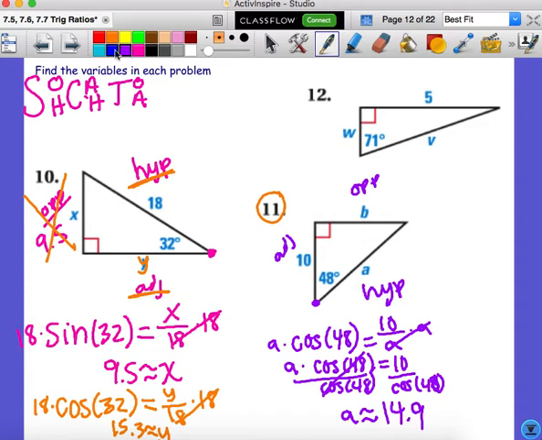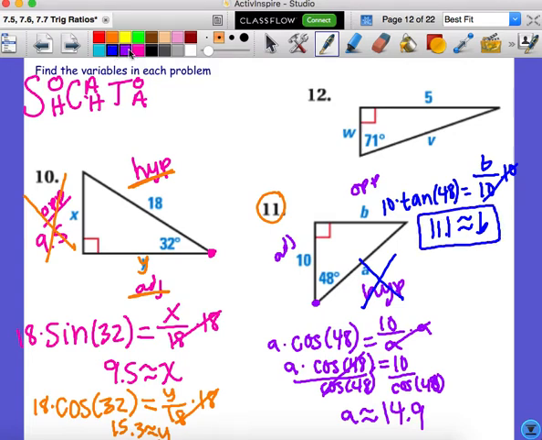Again, I'm going to try not to use an answer that I came up with on my own. So I'm not going to use this answer. So looking at the information that I'm going to focus on now, I have opposite and adjacent, which is the tangent ratio. So tangent of 48 should equal the opposite over the adjacent. To get b by itself, I just multiply by that denominator. 10 times the tangent of 48 should equal approximately 11.1. Then I have both of my answers, and we're good to go.